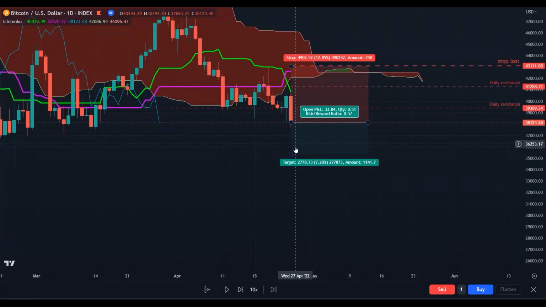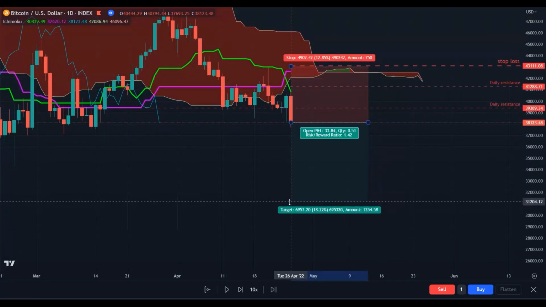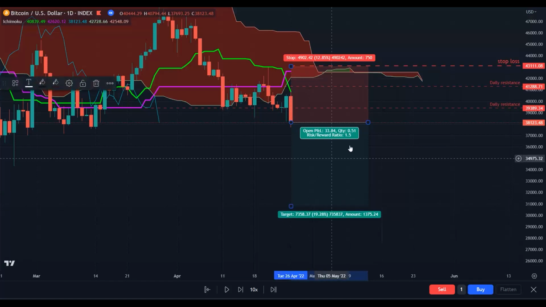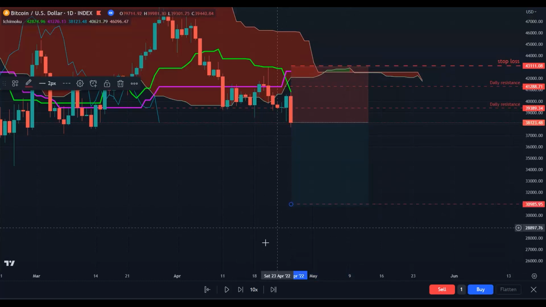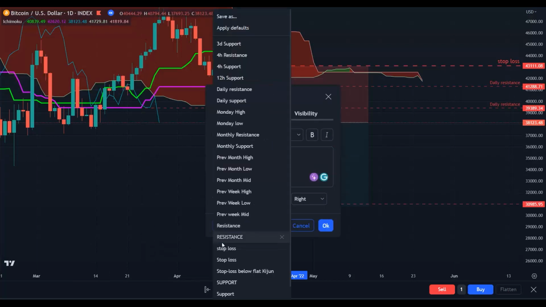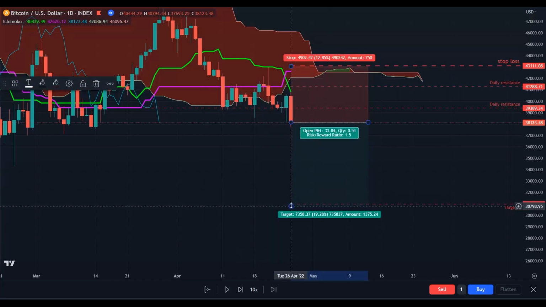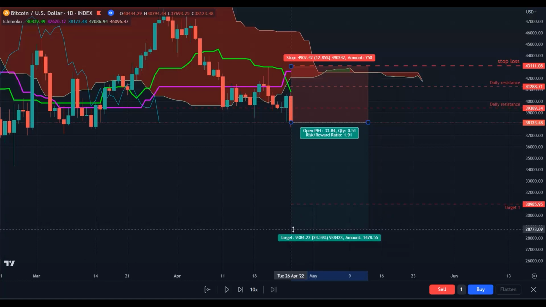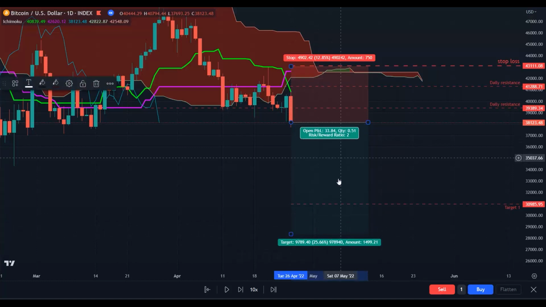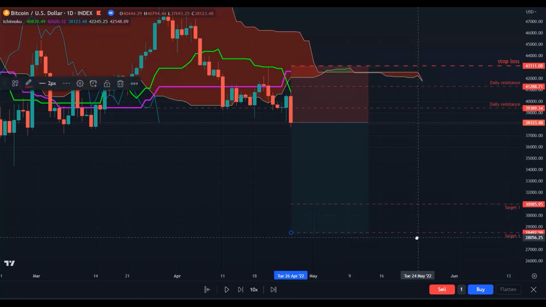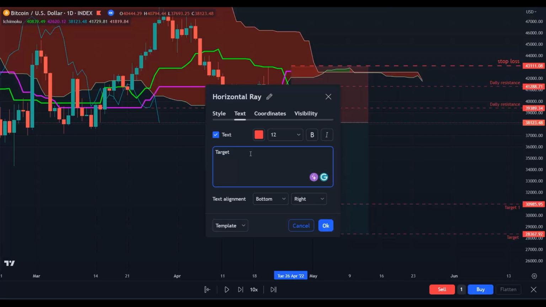For your target, based on our first strategy, your first target will be 1.5. So I'm moving this target until I see a 1.5 here as a risk to reward. Okay, so this is my first target, target one. And my target two is when I see two as my risk to reward. So here is my second target. So this is my target two.